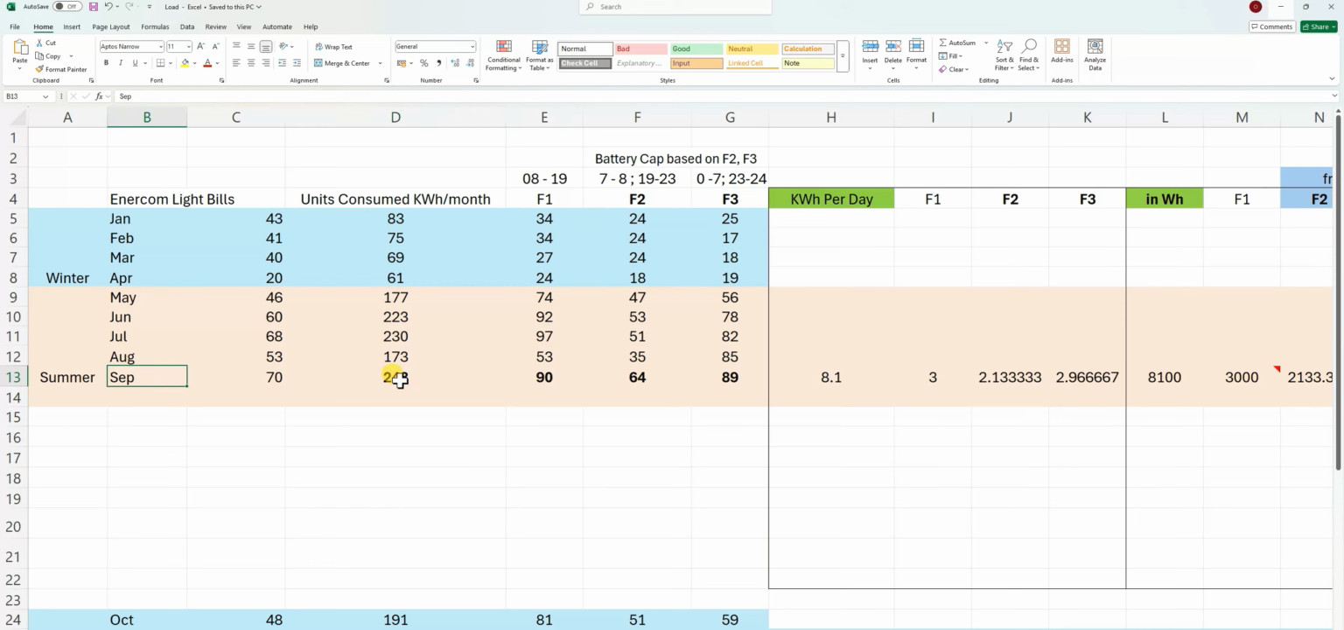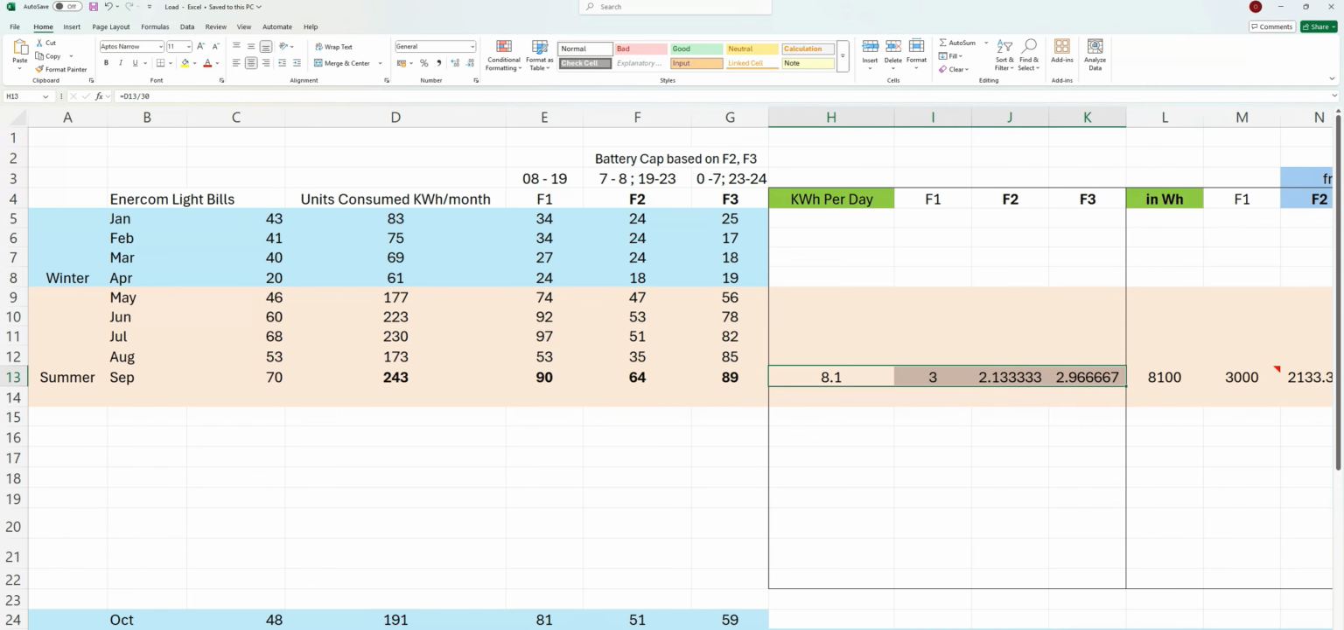Then this 243 is the consumption of September. It means 30 days. Then I have to divide this value by 30, and then I will get my 8 units per day. And out of these 8 units, I am consuming 3 units for F1, that is from 8 in the morning till 7 in the evening, that is when there is sunlight, and then 2.13 units when there is evening, and 2.9 when there is night. So these are my values.